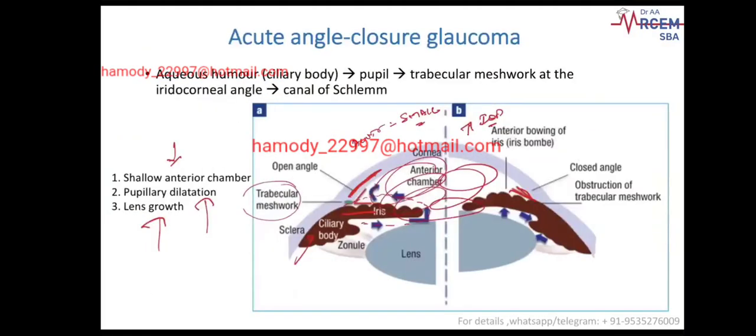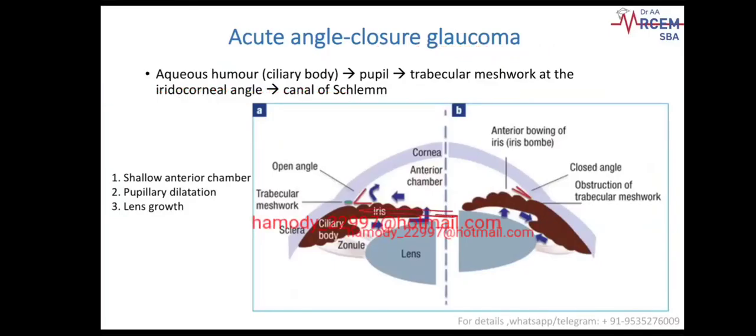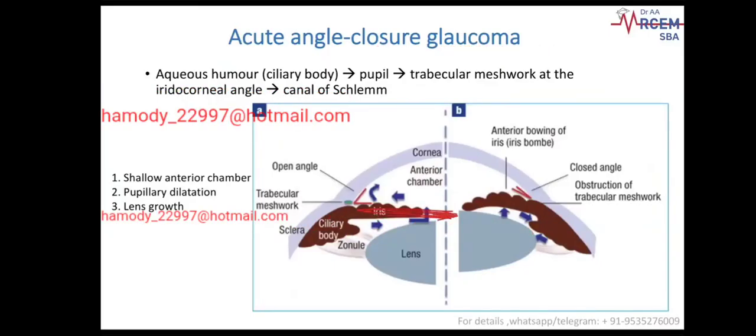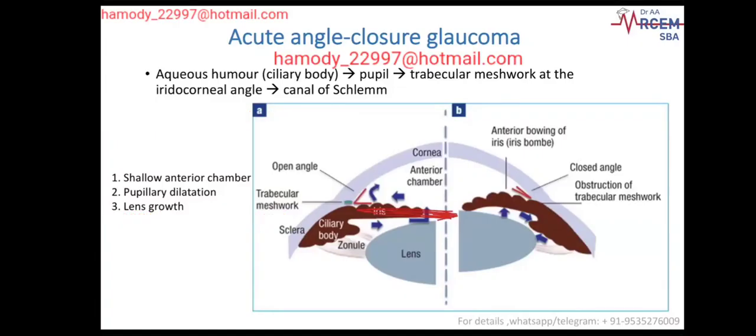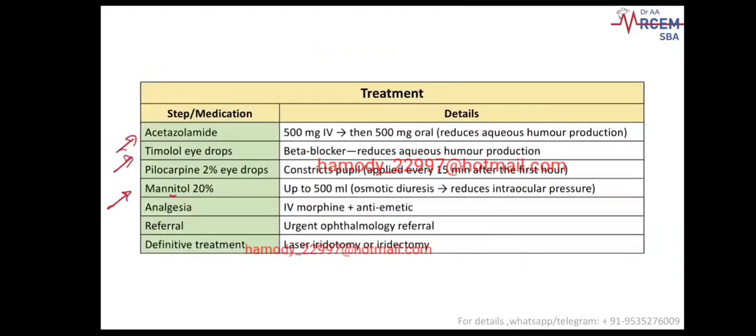If you constrict the pupil, you can see here. Let me clear it so that you have a clear image. If you constrict the pupil, what will happen? The iris will come forward. Okay. The iris will fall forward. That means the iris will enlarge and become thin. The angle will open up. That is the importance of it.